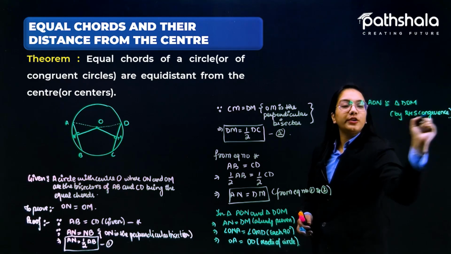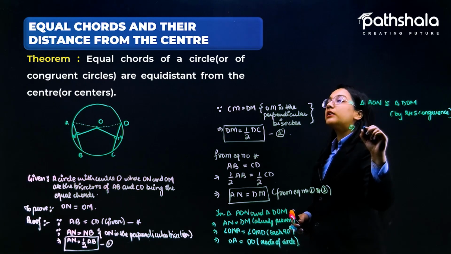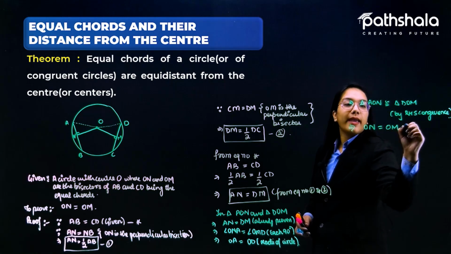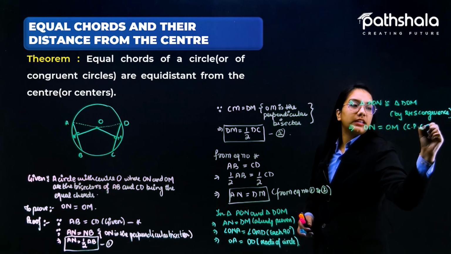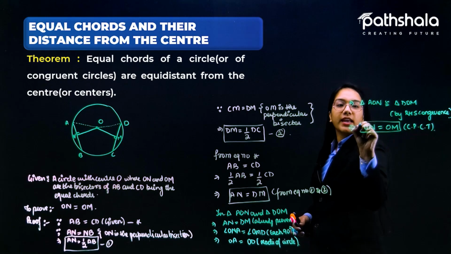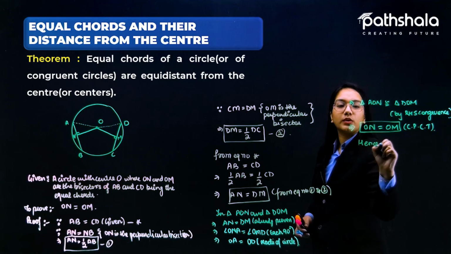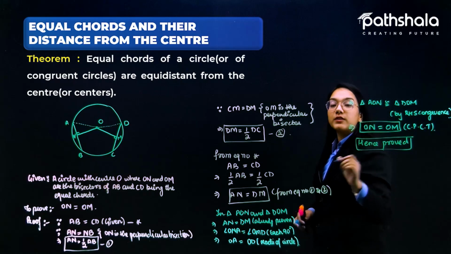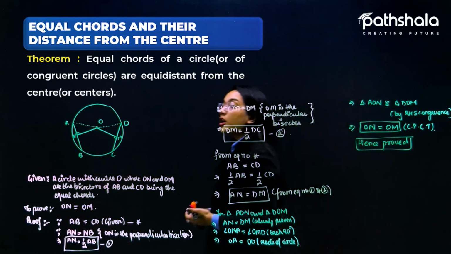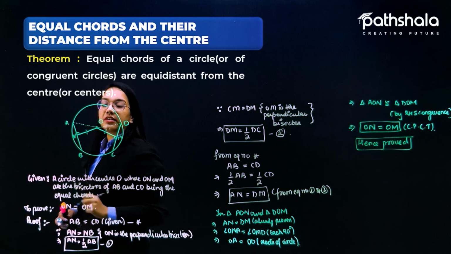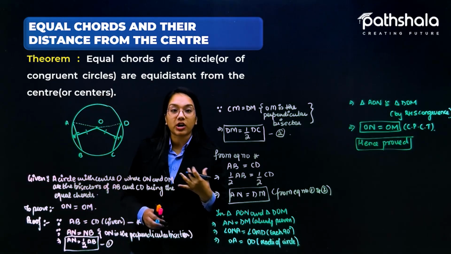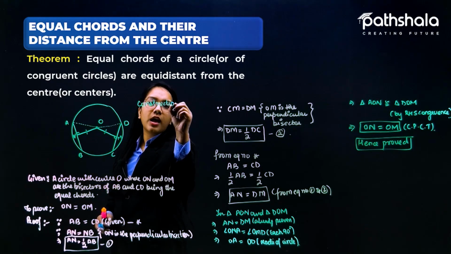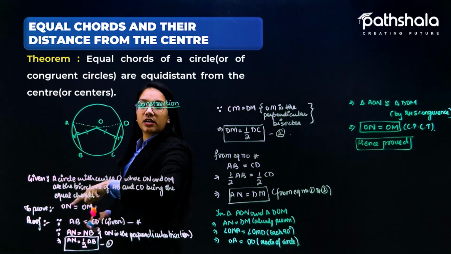If they are congruent to each other, it implies that ON is equal to OM by CPCT. By CPCT, we can say that ON is equal to OM, which is what we have to prove, that the two chords are equidistant from each other. To prove this, we have done a little bit of construction, and according to that construction I have taken the given condition.